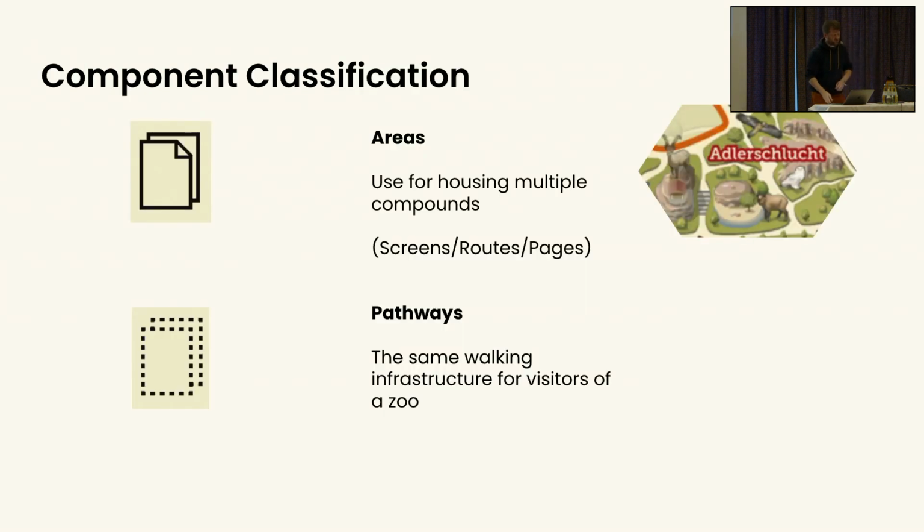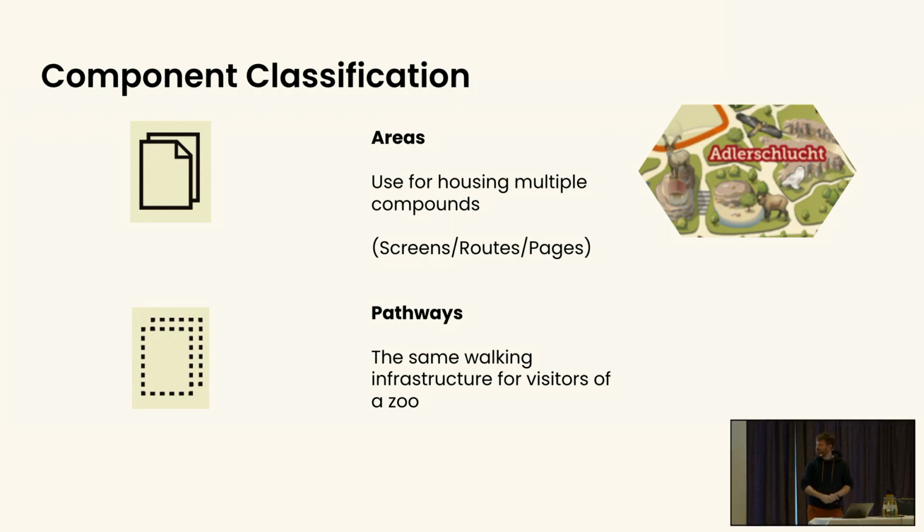And this is where component classification comes in. And here's what I did for the zoo. I said, okay, the pages are components responsible for an entire themed area. Could be screens, routes, or page components. And then the templates, let's turn them into pathways that connect the themed areas, that connect the compounds. So it's the walking infrastructure for the visitors of your zoo.